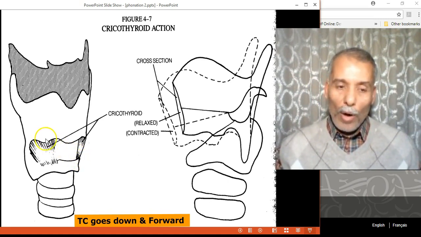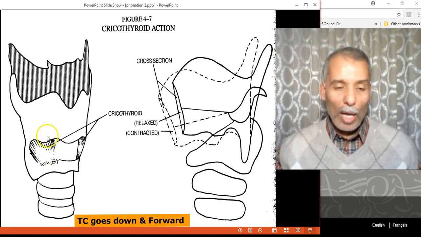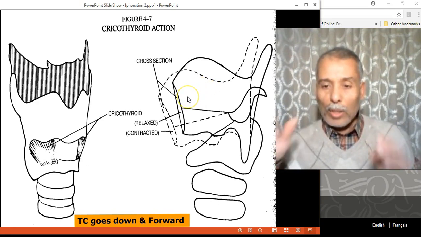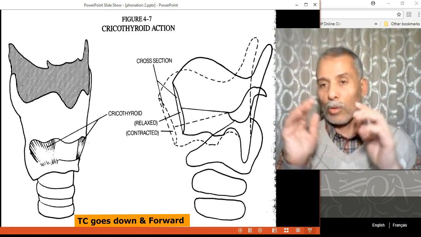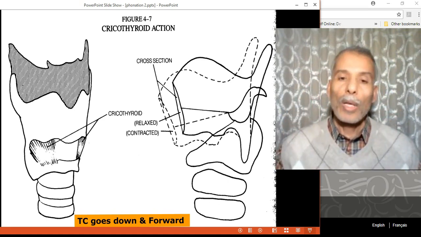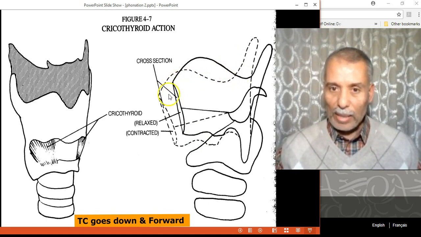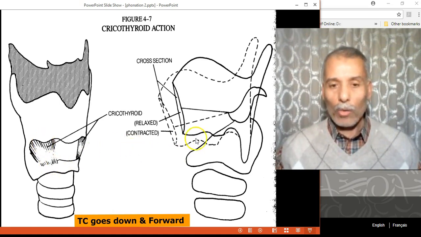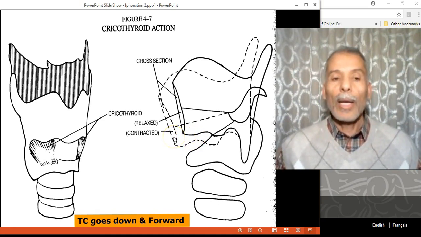Now, when this muscle contracts, you could see the action in the two videos we have shown. It is going to tip the thyroid forward and down because of the shape of the thyroid. So forward and down. And you could see it here, and that shaded area means that is the action of the cricothyroid muscle. So it pulls it forward, and see, it creates space down.